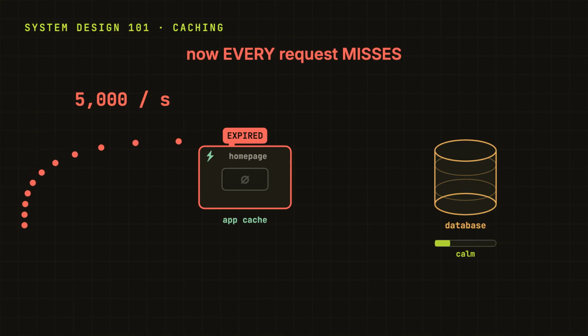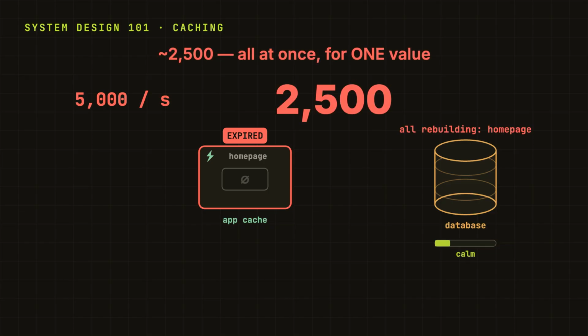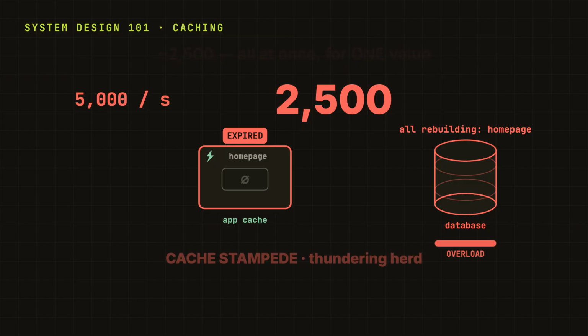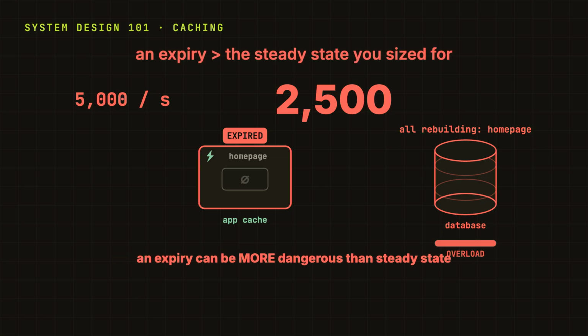So, in that half a second gap, every single request that arrives also misses, and each one goes off to rebuild the same thing. That is 5000 a second. For half a second, about 2500 requests, all hammering the database at the exact same moment just to rebuild one value. That is called a cache stampede or a thundering herd. And it can knock over a backend that was sized assuming the cache would soak up the load. So, a cache expiry can actually be more dangerous than the steady state you planned for.